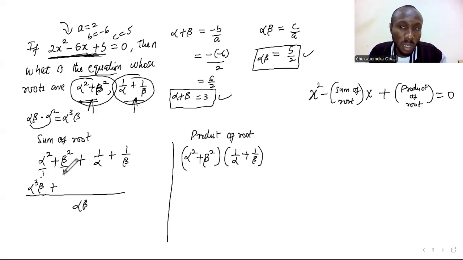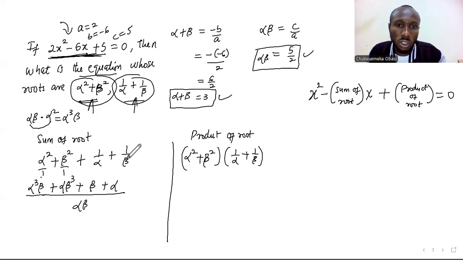Alpha beta divided by 1 is alpha beta. Then alpha beta times beta squared is going to give me alpha beta cube, just like the way I explained earlier. Then alpha beta divided by alpha, the alpha will cancel out, you have only beta. Beta times 1 is just beta. Then alpha beta divided by beta, the beta will cancel out, you have alpha. Alpha times 1 is alpha.